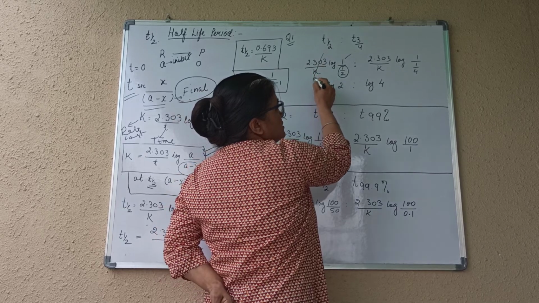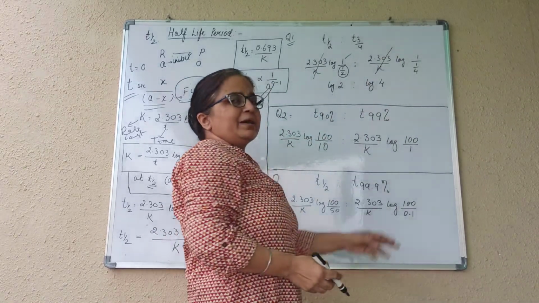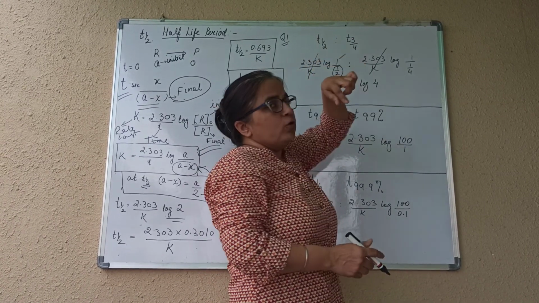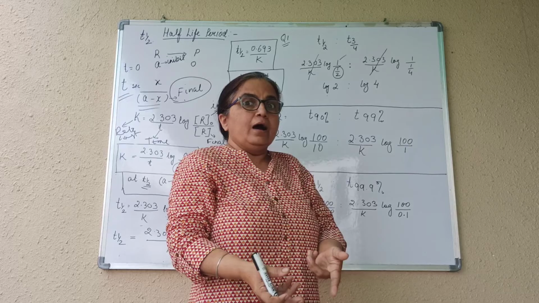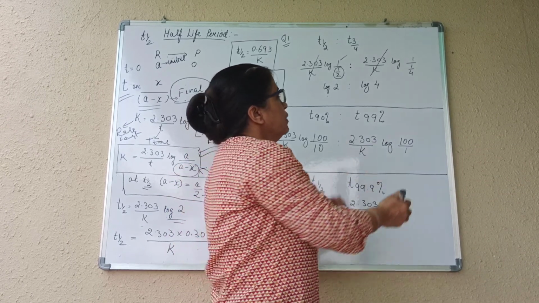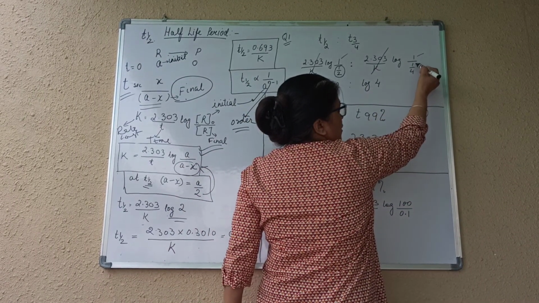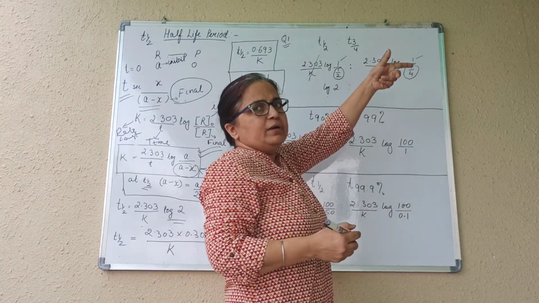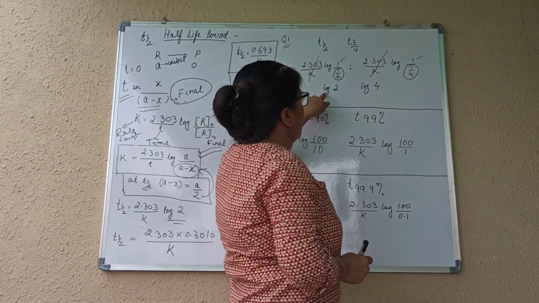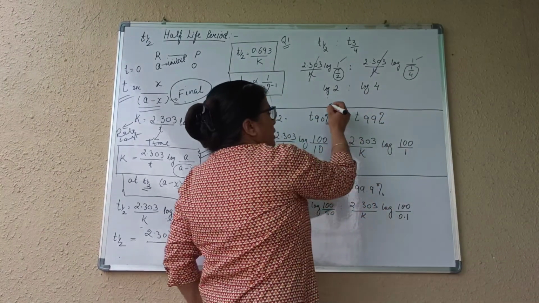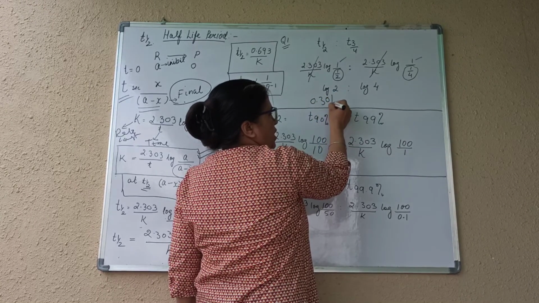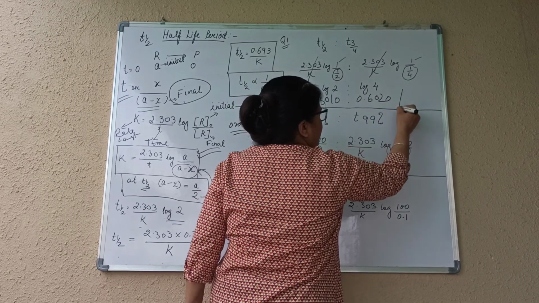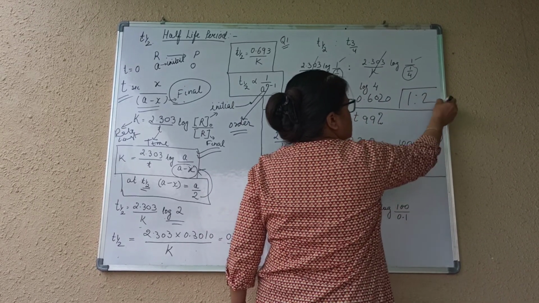So 2.303 by K for t half, and 2.303 by K for t 3 by 4. What will it be for 3 by 4? Let me tell you that. t 3 by 4 means 3/4 has completed. How much is left over? 1 by 4. So initial is 1, and 1 by 4 is left over. What is this 1 by 4 in the numerator? It will become 4. So I will have log 2 to log 4. Log 2 is 0.3010 and log 4 is 0.6020. So I have the answer for this as 1 is to 2.